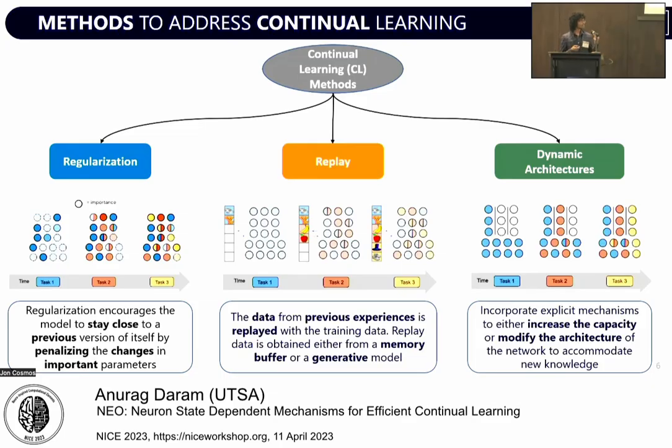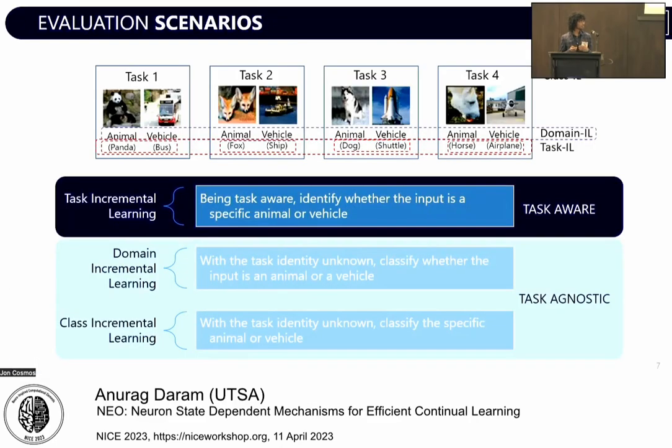And in this work, I'll be focusing on the regularization-based approach. Despite this, all these approaches are generally evaluated in three different scenarios for continual learning. These are the evaluation scenarios, and they are basically determined based on whether the identity of the task is provided or how the network is set up.